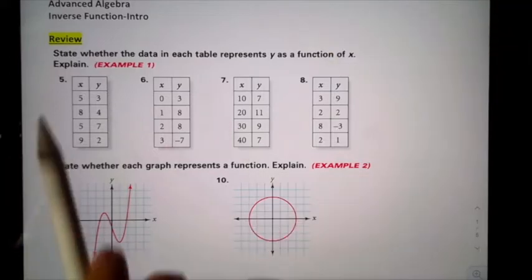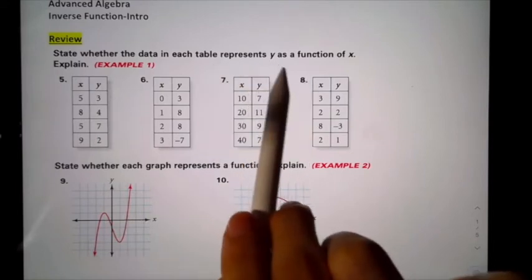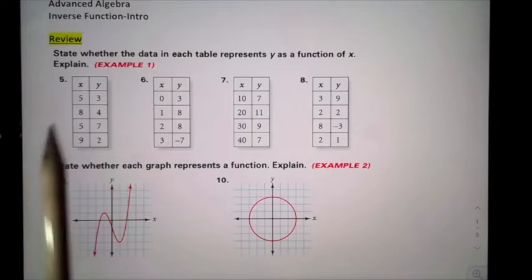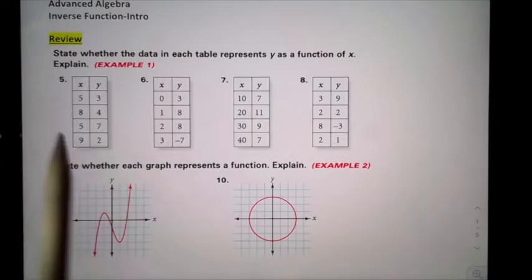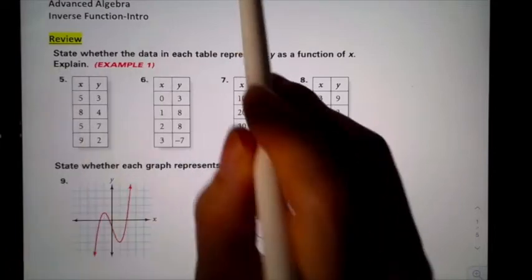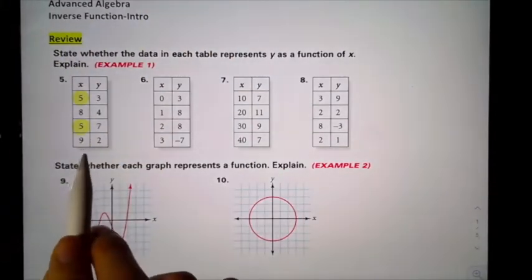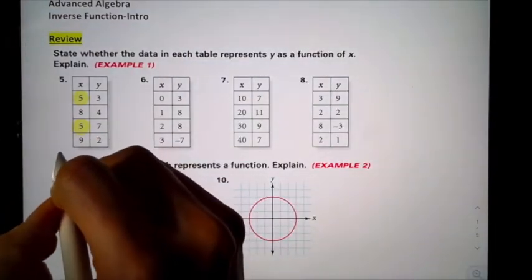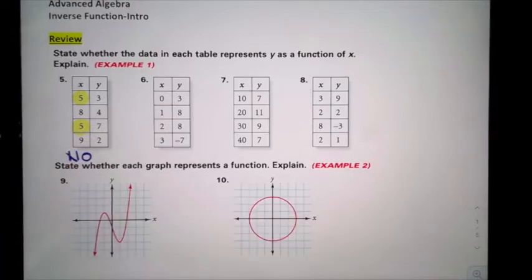So look, state whether the data in each table represents y as a function of x. Explain, right? So when the x value repeats, then that's not a function. So look at this. You have 5 here, another 5 here. So is that a function or not? This is not. So not a function. Nope. Right?